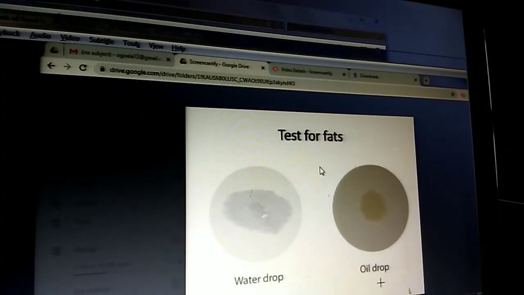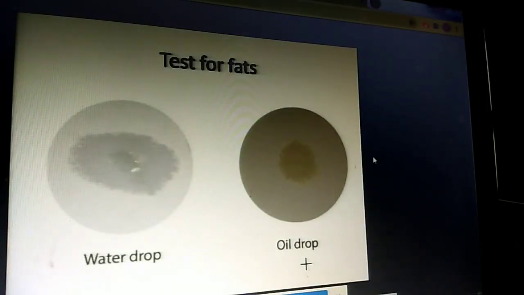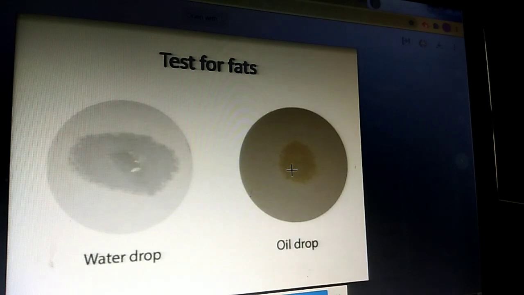Coming to the test for fats. Take a blotting paper, take any oil seed, and rub the seed on it for some time, and you can observe a patch forming on the blotting paper or your filter paper. This is one test you can do. Now, in these two blotting papers or filter papers, this is the patch of a water drop, whereas this is the patch of an oil drop.